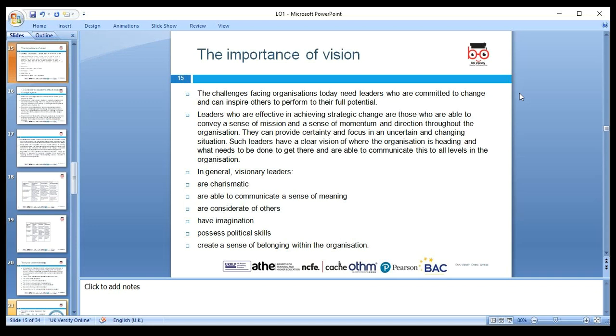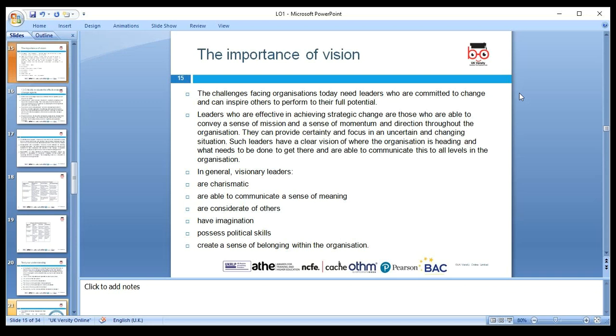The importance of the vision and mission: vision is where you are and where you want to see yourself in the future. Mission is what you will do, why you are in the business. So leaders who are committed to the change can inspire others to perform to their full potential. Leaders who are effective in achieving the change are those who are able to convey a sense of mission, a sense of momentum and direction. That's what we need.